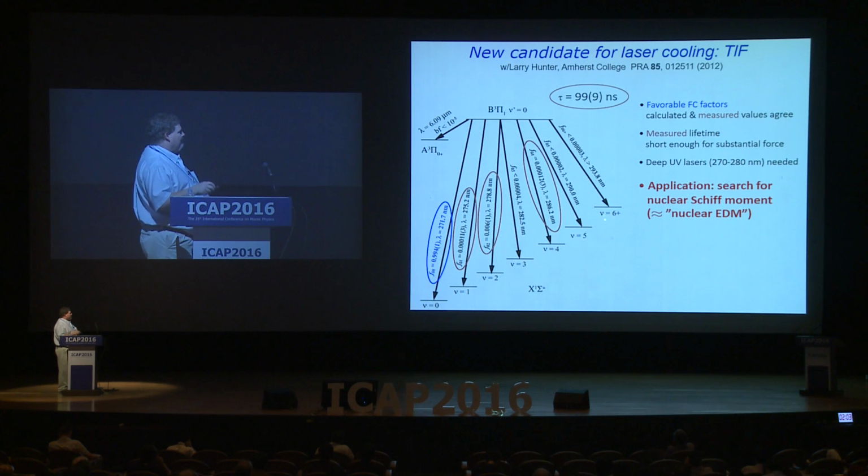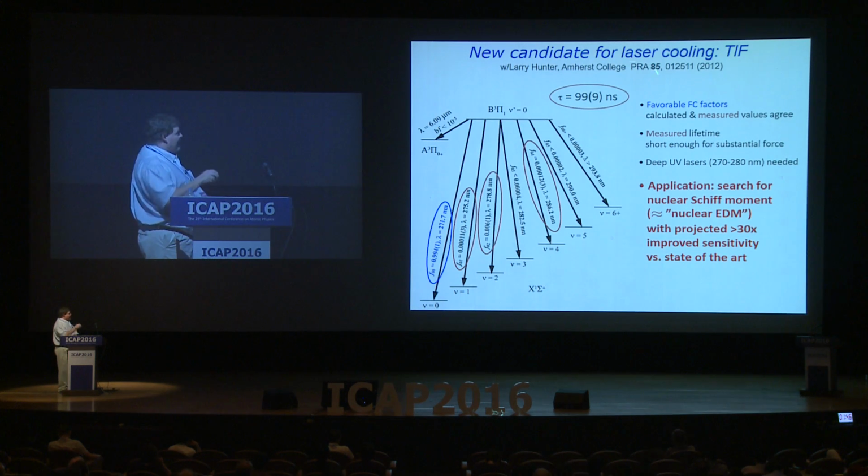But the reason that we're interested in this really is that thallium fluoride turns out to be a very, very nice molecule for studying the nuclear Schiff moment, which you can think of as essentially equivalent to the nuclear electric dipole moment. So time reversal violation, similar to what Jerry Gabrielse talked about for the electron with our ACME experiment.